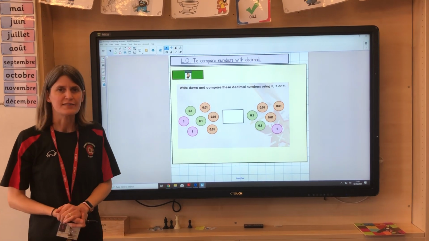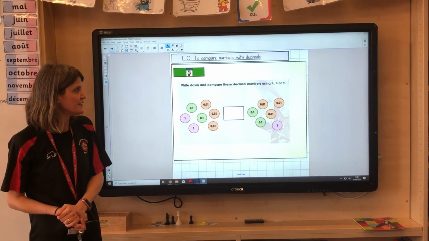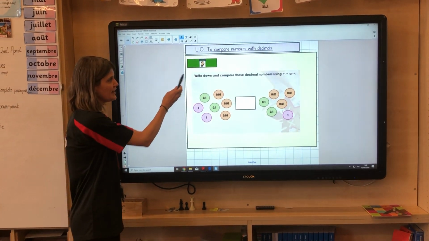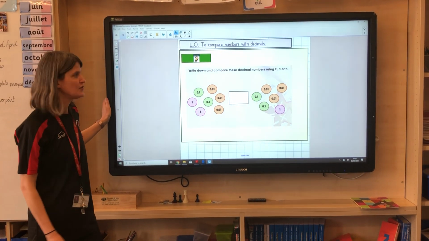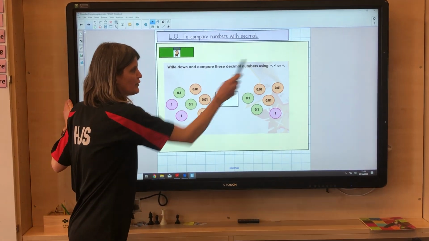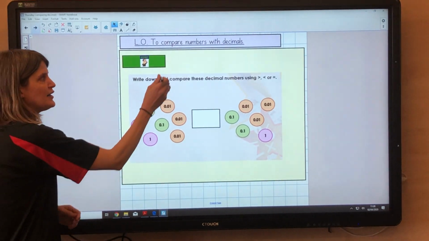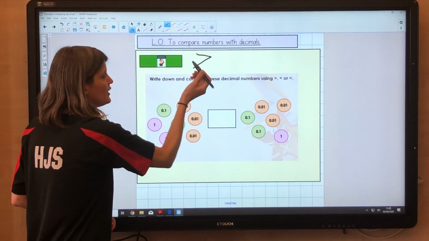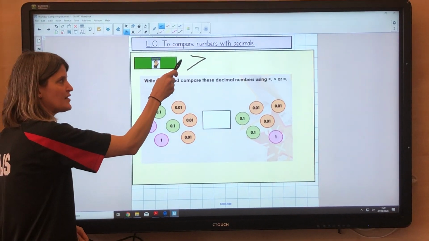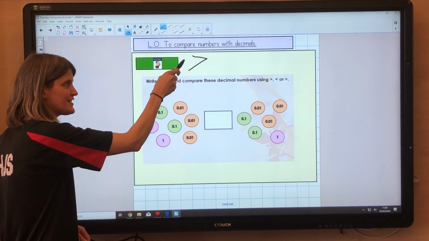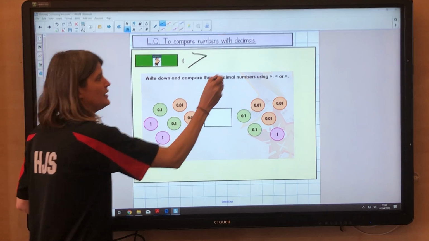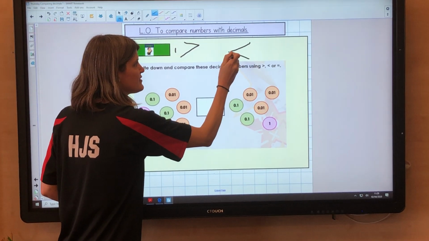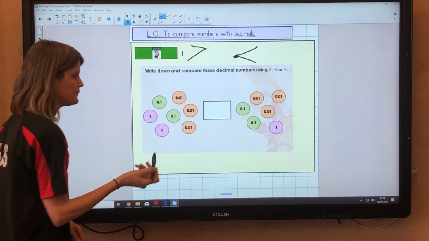Right, in today's lesson we're going to be comparing numbers with decimals. Write down and compare these decimal numbers using greater than, smaller than or equals to. Let's remind ourselves about these symbols. This is greater than. We know it's greater than because this is the largest part, so this side here is greater than. This is smaller than because this part is the smallest part.